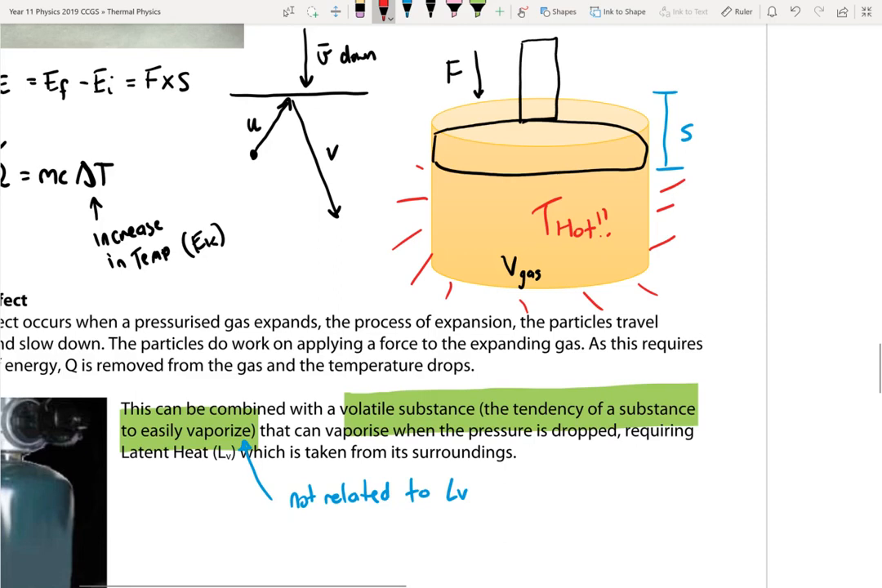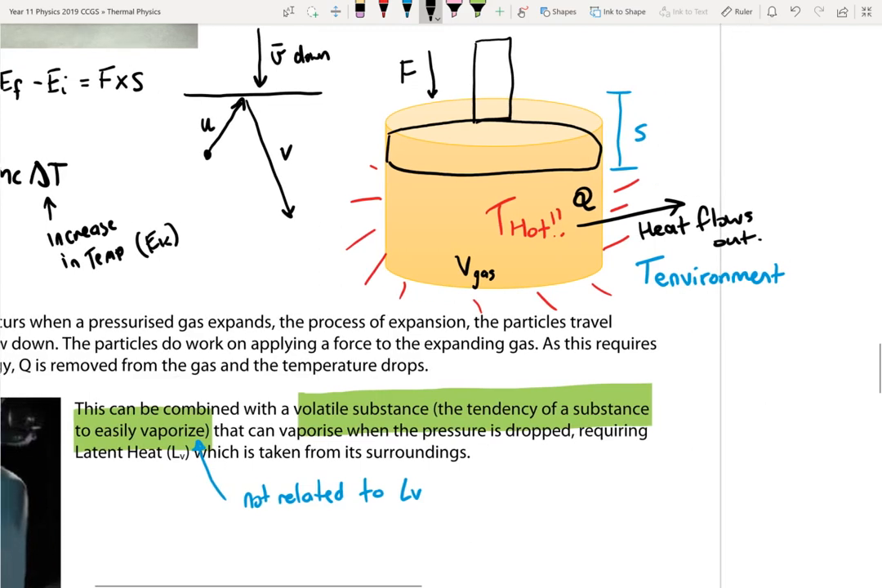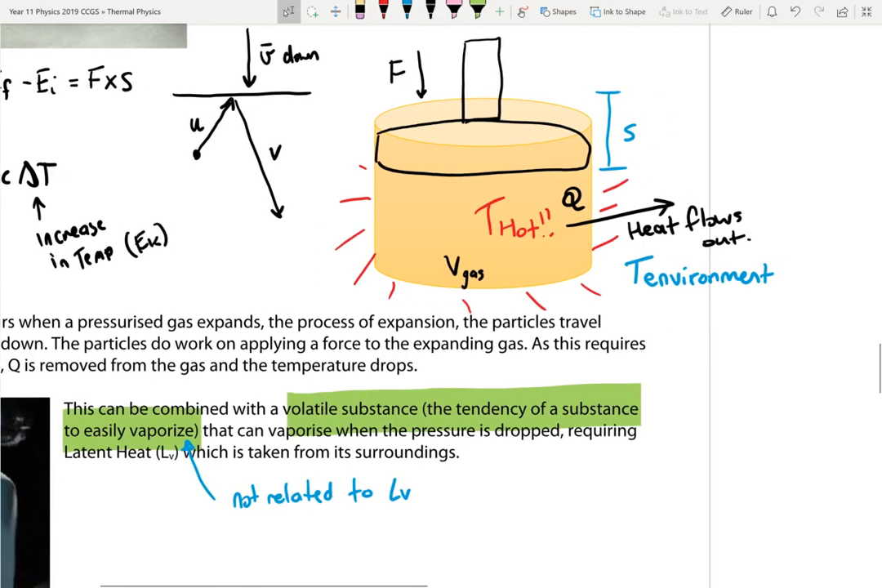So now what I've done is I've set up a situation where the environment is colder than the gas. And so what happens is that Q will say, see you later. Heat flows out. Okay? So again, you need to use Mr. Imagination Land here. I hate this.